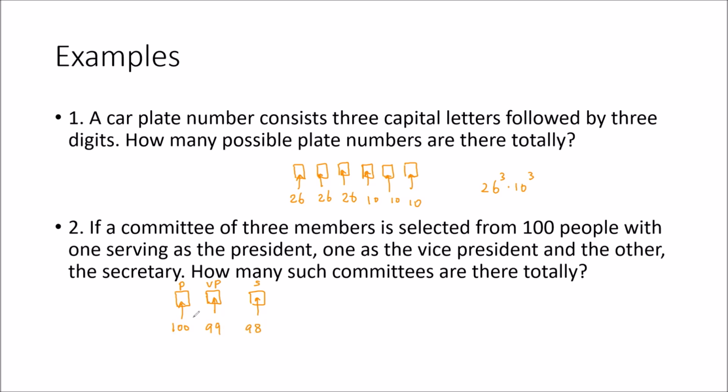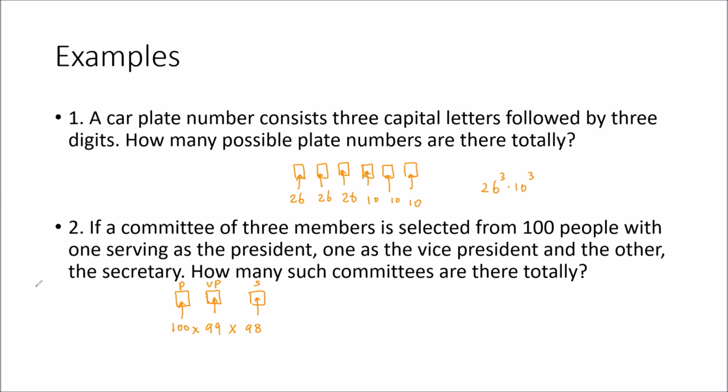And again, with 3 numbers, we multiply because in order to make a complete committee, you need to do 3 steps. You select the president and the vice president and the secretary. So steps, multiply.